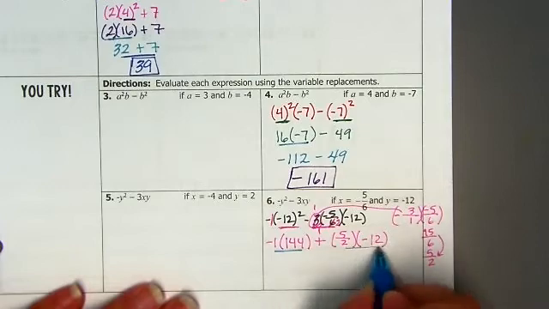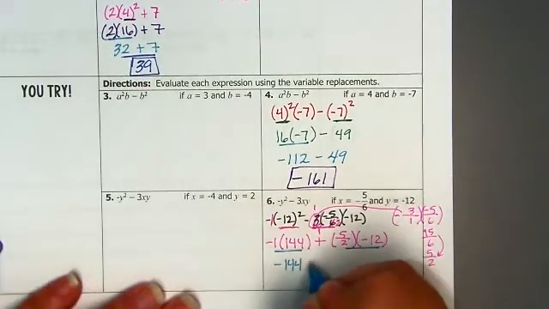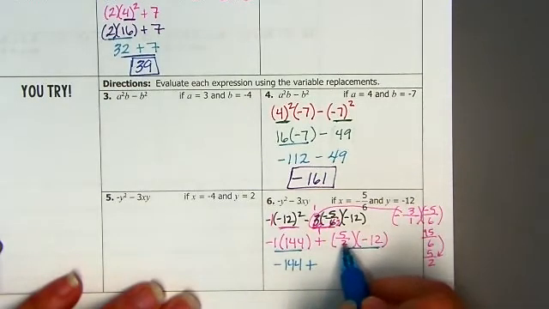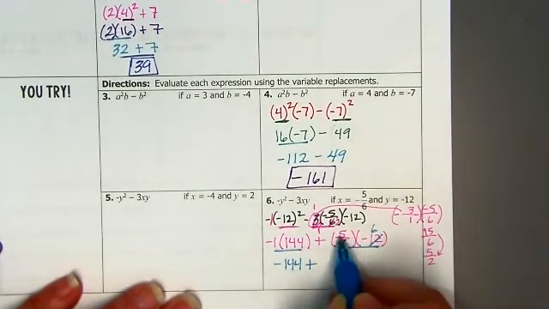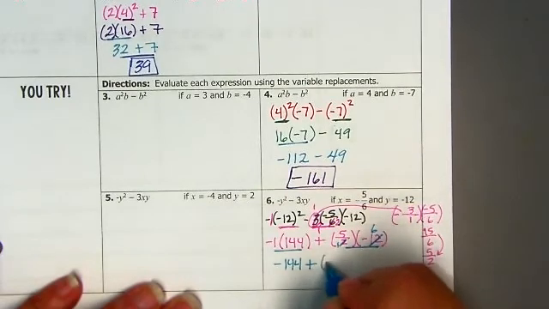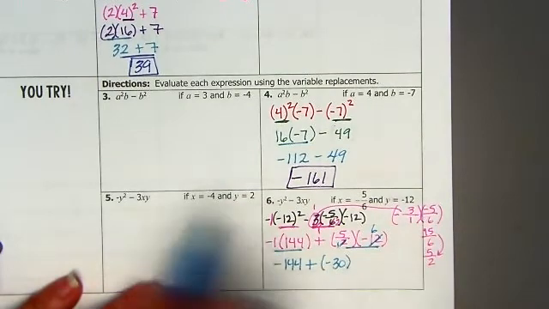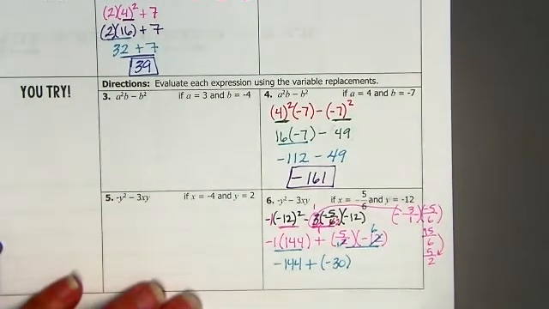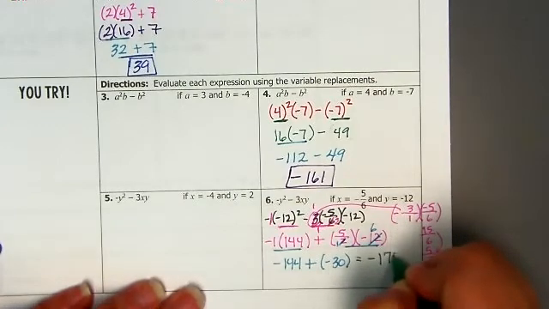Again, multiply, multiply. So this is going to be a negative 144 plus, now here, 2 is in the denominator. So if I'm working this, 2 goes into 2 one time, 2 goes into 12 6 times. So now I'm doing 5 times negative 6, and that gives me a negative 30. They're both negative. So my final answer is going to be a negative 174.